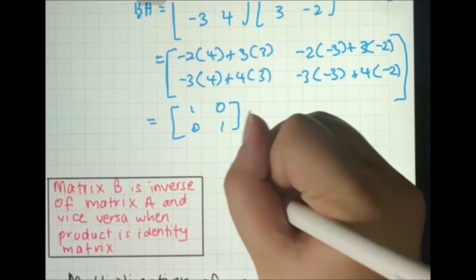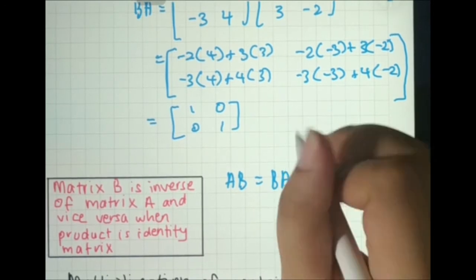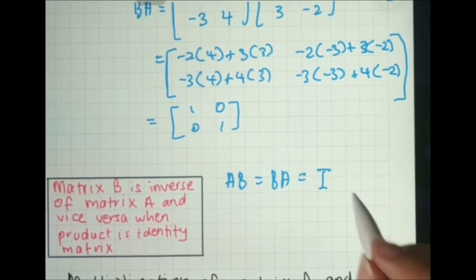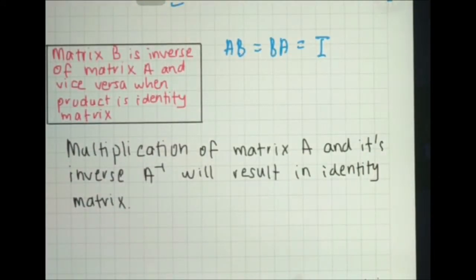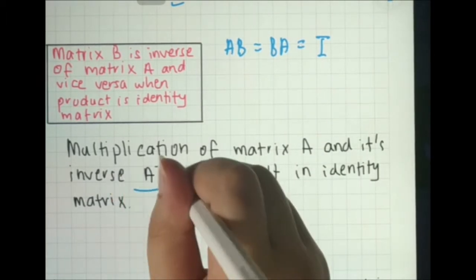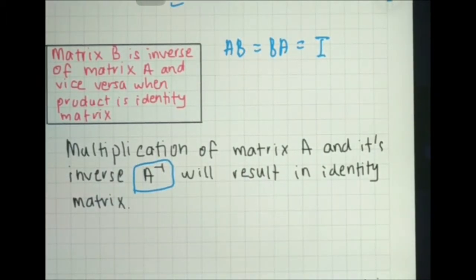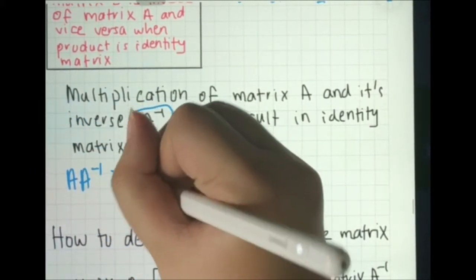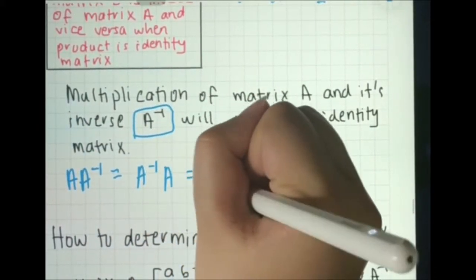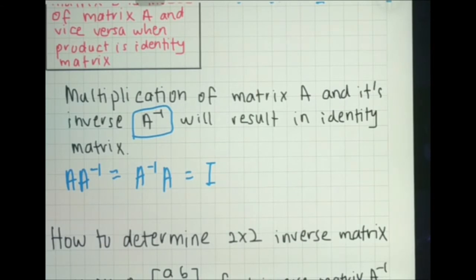So if A times B is the same as B times A, and our final answer is the identity matrix, then these two are inverses of each other. Multiplication of matrix A and its inverse will result in the identity matrix. The inverse matrix is usually denoted with a negative 1. So if A times A inverse equals A inverse times A, it will be the identity matrix.